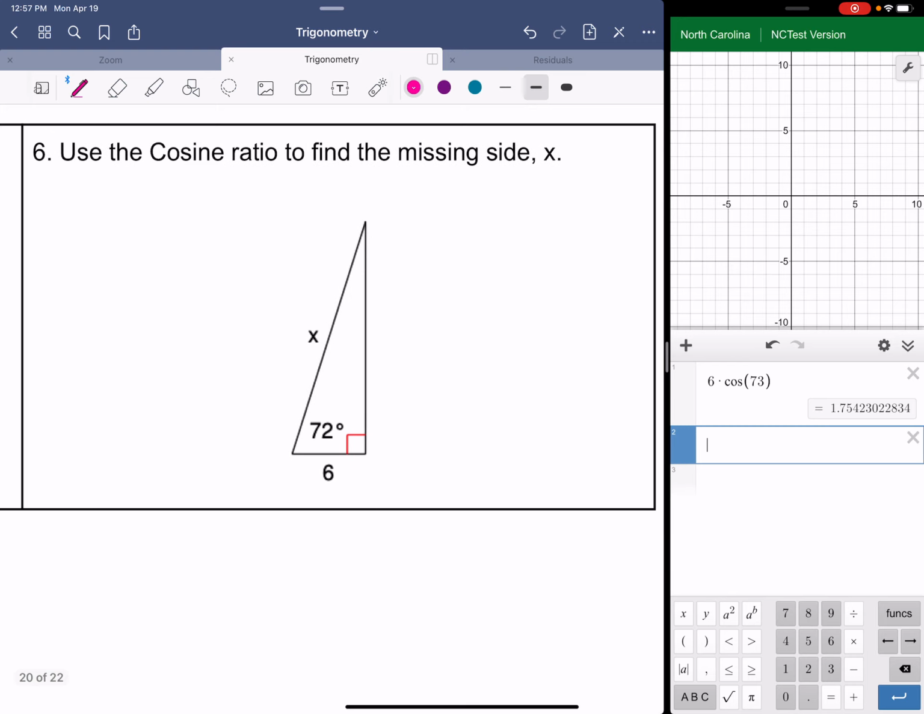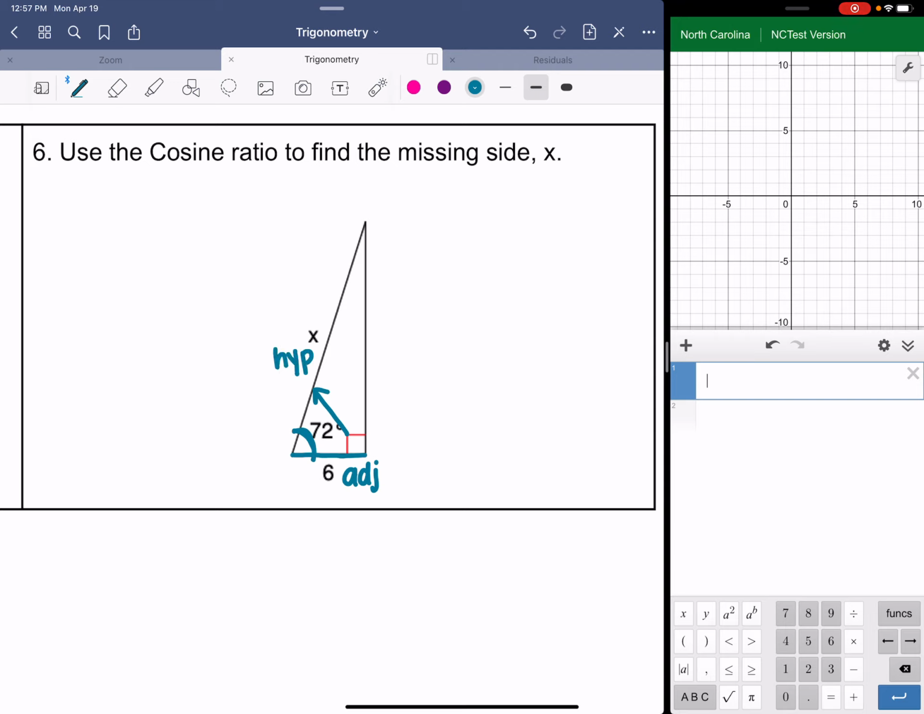And number 6 looks very similar. It's not the exact same triangle, but it does favor the last one. Just kind of make sure that you are paying attention to your angle measures and which side you're looking for. So here we have our angle measure is 72. So based on this angle, we have the adjacent side, which is 6, and the hypotenuse, which is x. So we're looking for, since we have adjacent and hypotenuse information, that tells us to use cosine of 72 degrees is equal to adjacent over hypotenuse.